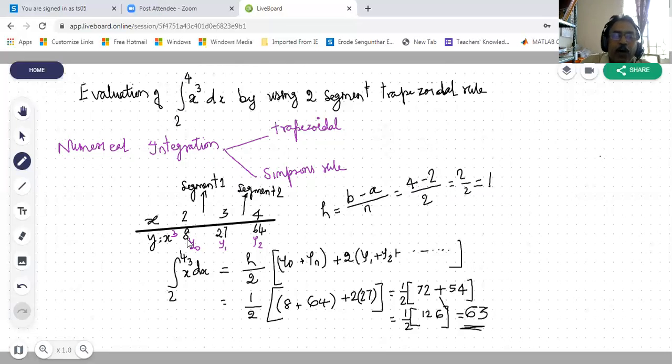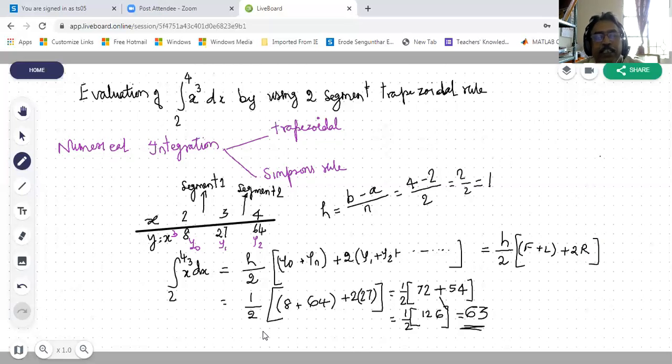Okay. Now we have the formula here. No need to integrate directly. You have the formula here: h by 2 into y0 plus yn plus 2 into y1 plus y2 and so on. We have only three values: y0, y1, y2. First plus last. You can remember the trapezoidal rule like this: h by 2 into first plus last plus 2 into remaining. Right?